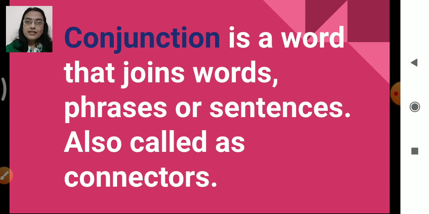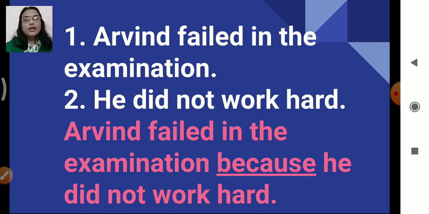It is a word that joins words, phrases or sentences, right? And it is also called connectors, as it joins two words or sentences. That is why it is also called connectors. So that is the work of a conjunction. What is the work of a conjunction? To join, isn't it? Okay, now just look at these sentences.